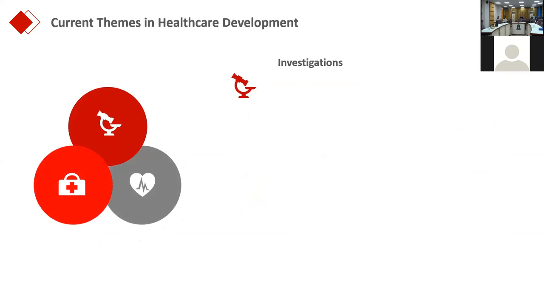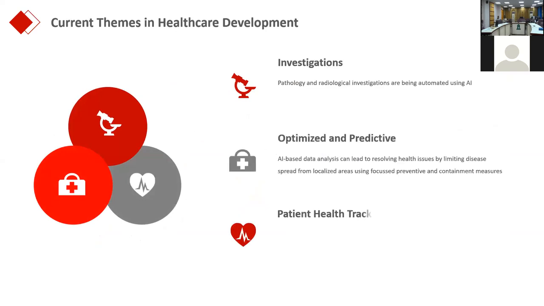What are the other themes in health development? Where are we heading? What does the future look like? Now we are going into pathology and radiology investigations, which are being automated using AI. I'll be talking about that in a little while. Optimization and prediction, containment, right? I mean, COVID-19 analysis. Countries that were containing it, that were tracking it, like South Korea, had tracking software that could track where the patient had gone. They had software or systems to enforce containment. These countries actually did much better than the countries which decided to go for herd immunity or even cure the disease.